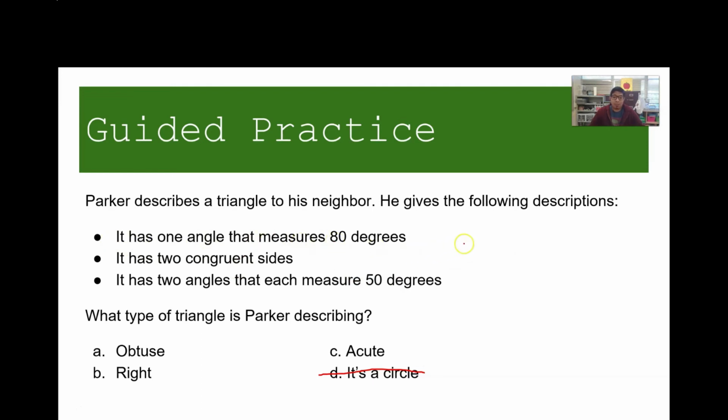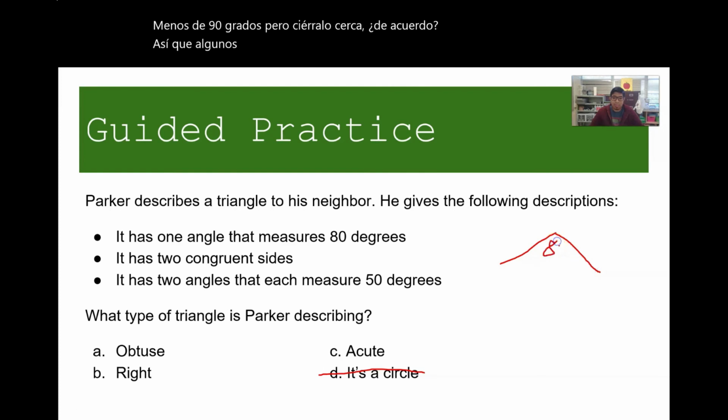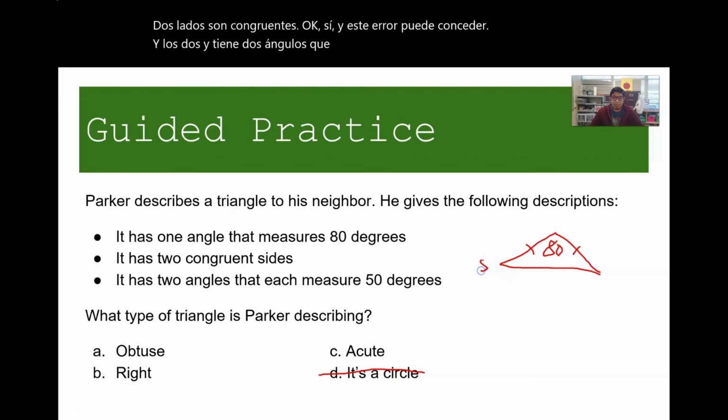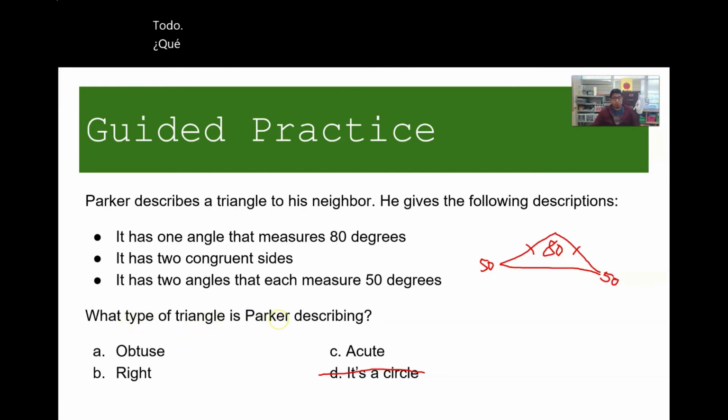So one angle measures 80 degrees, okay? Is that more or less than 90 degrees? Less than 90 degrees, but close, okay? So something like that, so that's our 80. Okay, and let's close this up. Two sides are congruent, okay? This and this side are congruent. And it has two angles that measure 50. So I'll put the 50 out here. 50. 50. What type of triangle is Parker describing?